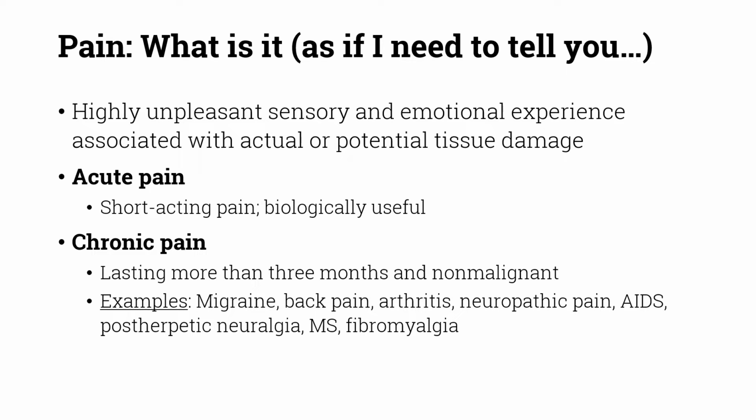We can divide pain into at least two different categories. There's acute pain, which is going to be short acting and biologically useful. These are the cues that tell you to move your hand away from a hot stove. We can compare that to chronic pain, which is going to be much longer lasting and cannot be due to a secondary condition such as cancer. Some examples that you're all familiar with are going to be back pain and migraine, arthritis, etc. Now, these different types of pain are going to rely on different mechanisms, which we'll go into.